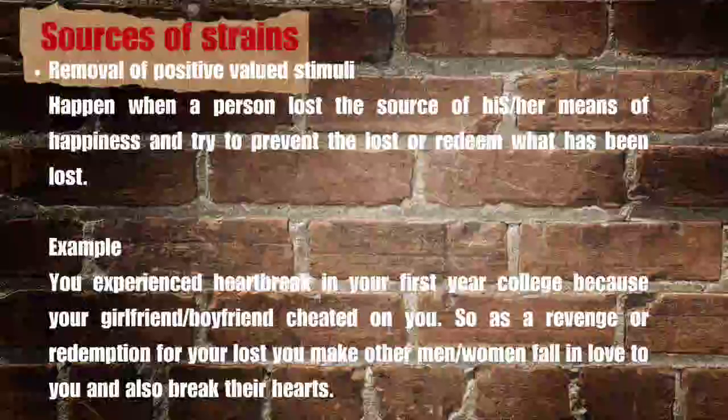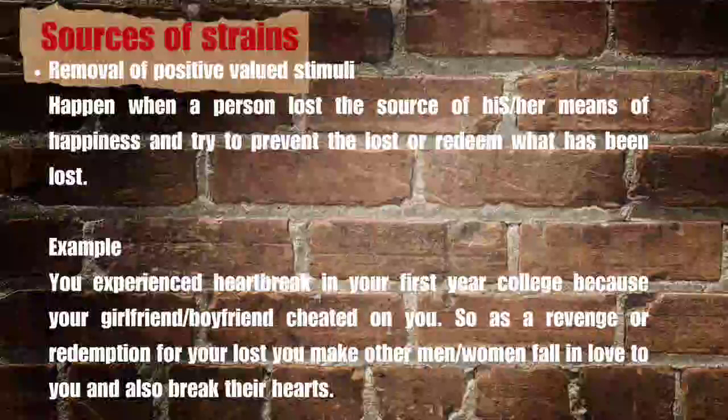Next on the list is removal of positively valued stimuli. This happens when a person loses the source of his or her means of happiness and tries to prevent the loss or redeem what has been lost. Example, you experience heartbreak in your first year of college because your girlfriend or boyfriend cheated on you. So as revenge or redemption for your loss, you make other men and women fall in love with you and also break their hearts. So it is all about revenge because something happened to you, especially bitter moments, breaking moments, sadness, agony.